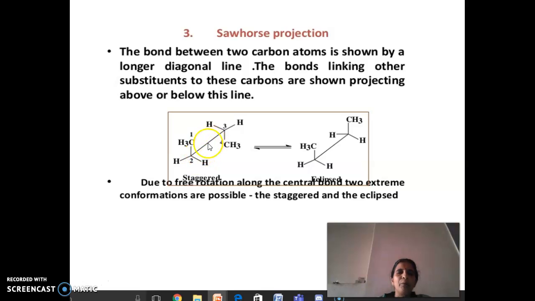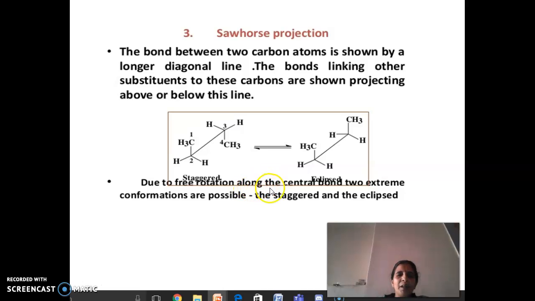This is a staggered butane. So these are the two carbon atoms, which are shown by a diagonal line, and the bonds linking the other substituents to these carbon atoms are projecting above and below this line. So this is a staggered form of butane, and this is the eclipsed form of butane.